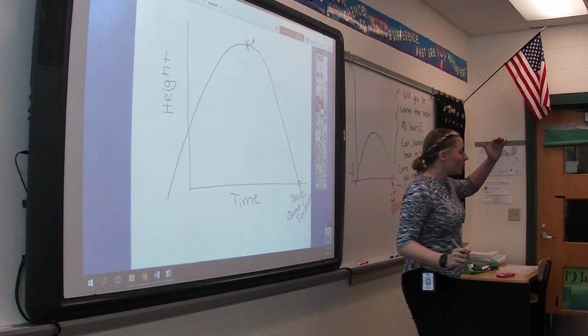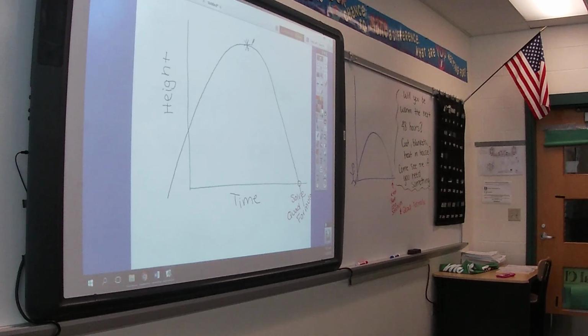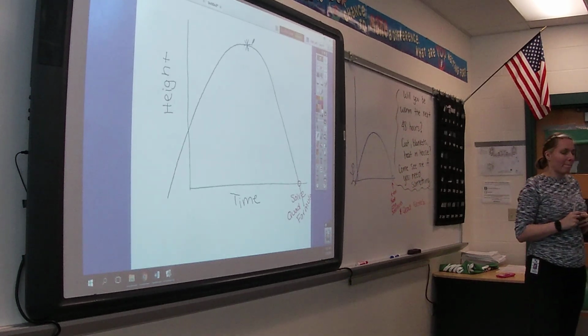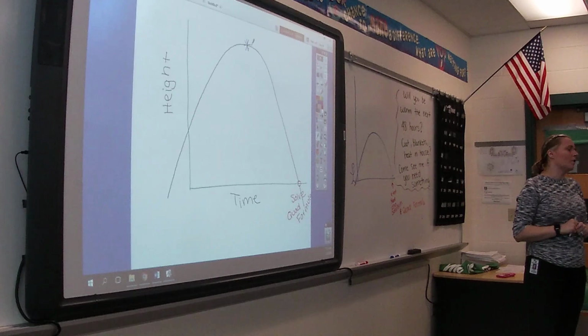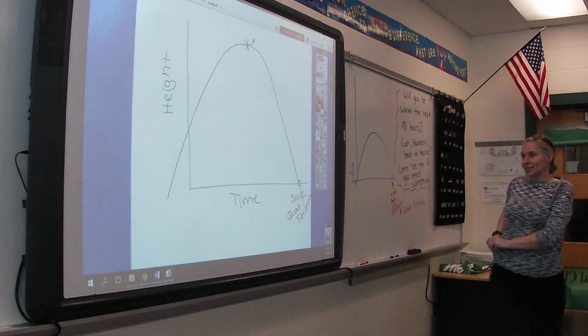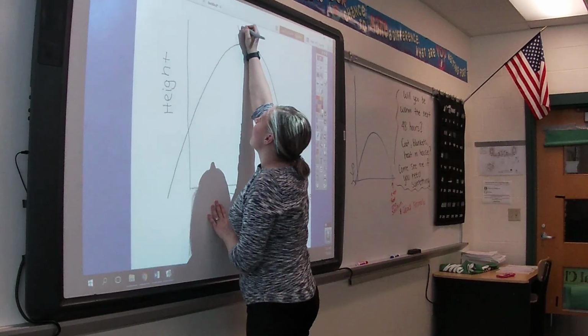It's the highest point. What's the vocab word we use for that? Like the story, okay, sorry. It is that, but what's the math term we use for it? Height? No. Wait, what's it start with? A V. Vertex. This is our vertex.